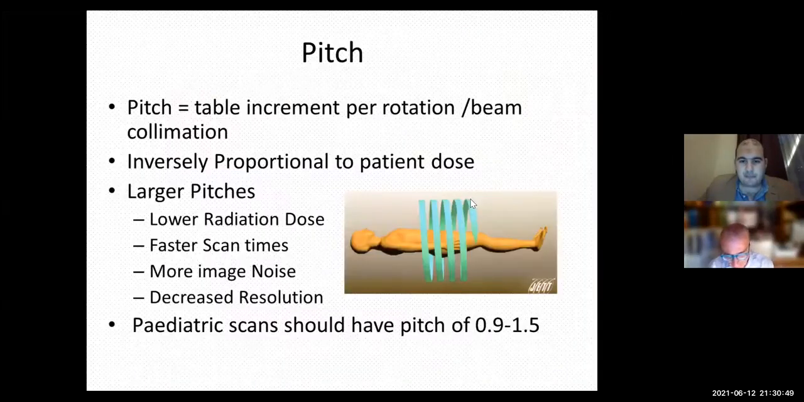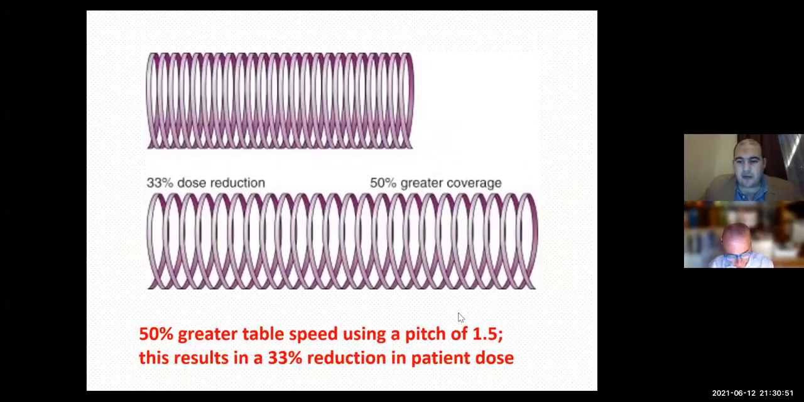Okay. I really want to continue, but if we use pitch factor 1.5, that increases the table speed by 50% and also reduces the patient dose by 33%. Okay.